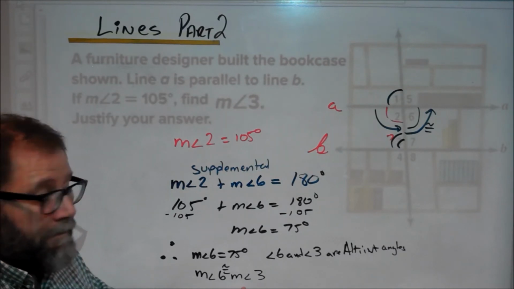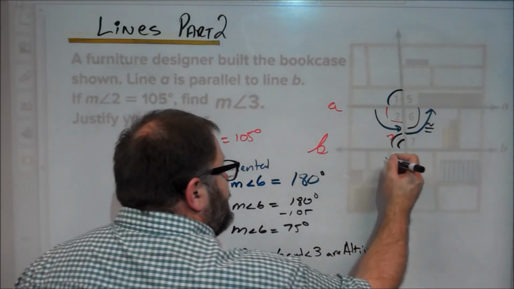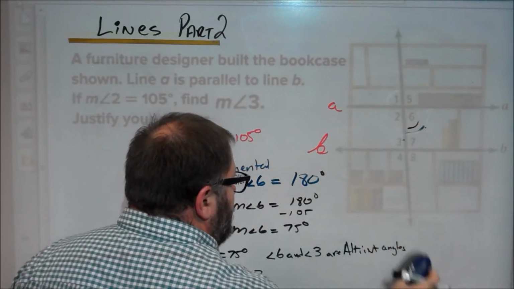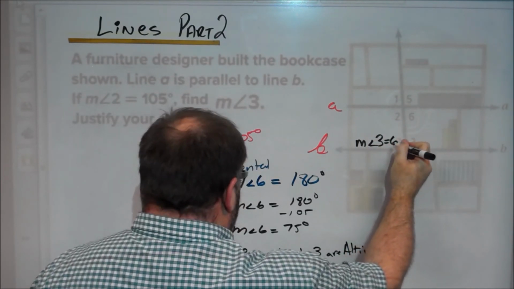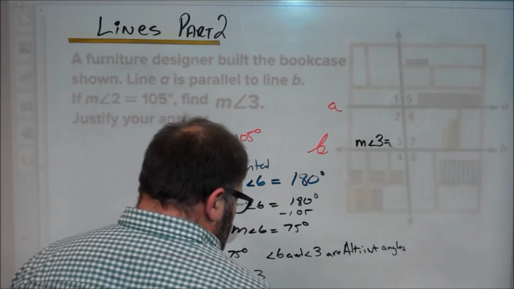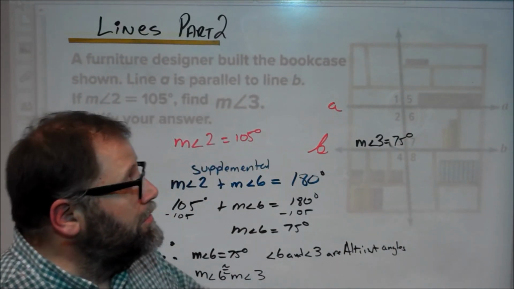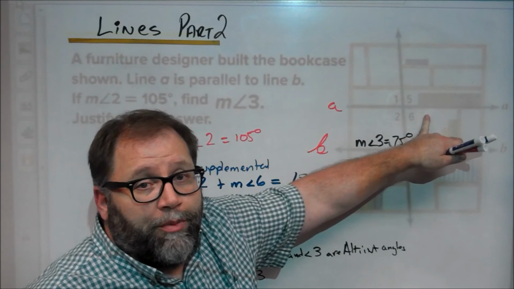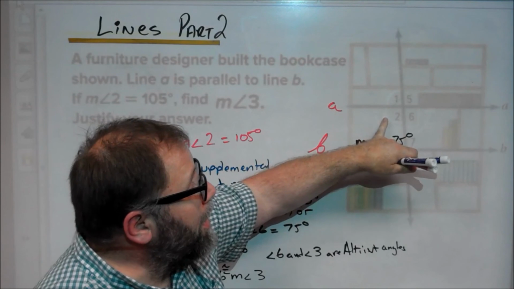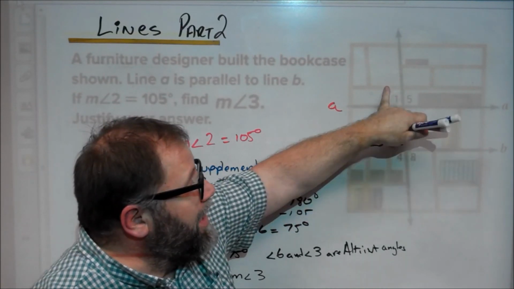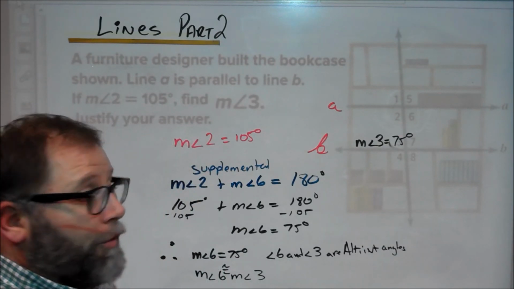Now, because that's true, if angle 6 is 75, the measure of angle 3 here is also 75 degrees. So it took us two steps. We had to use a supplemental relationship and then our alternate interior relationship to get that. Or what we could have done is use our other supplemental relationship, and then angle 1 and angle 3 would have a corresponding relationship. Okay, good luck.